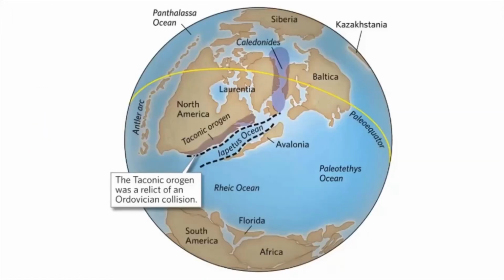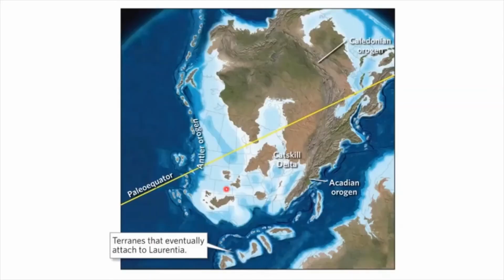This is a paleogeographic reconstruction of the Taconic orogeny. Now, during the Caledonian and the Acadian orogenies, these are mountain building events. Laurentia, which is North America and Greenland, collided with Baltica and Avalonia. Meanwhile, in the west, we have the Antler island arc that formed. Now, with our Antler orogeny, these are called terranes. They will eventually collide with Laurentia and attach to them or be sutured on.